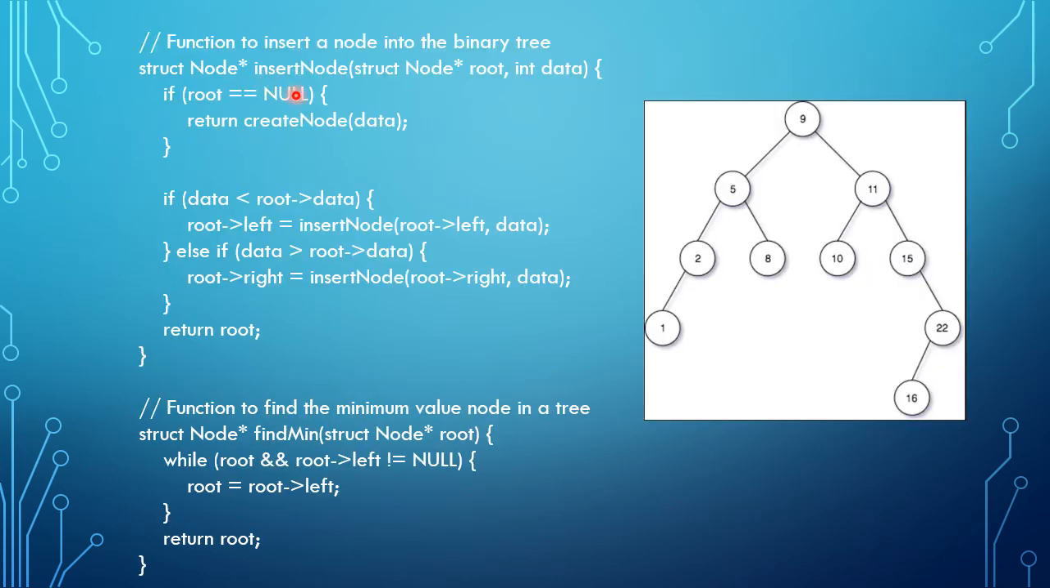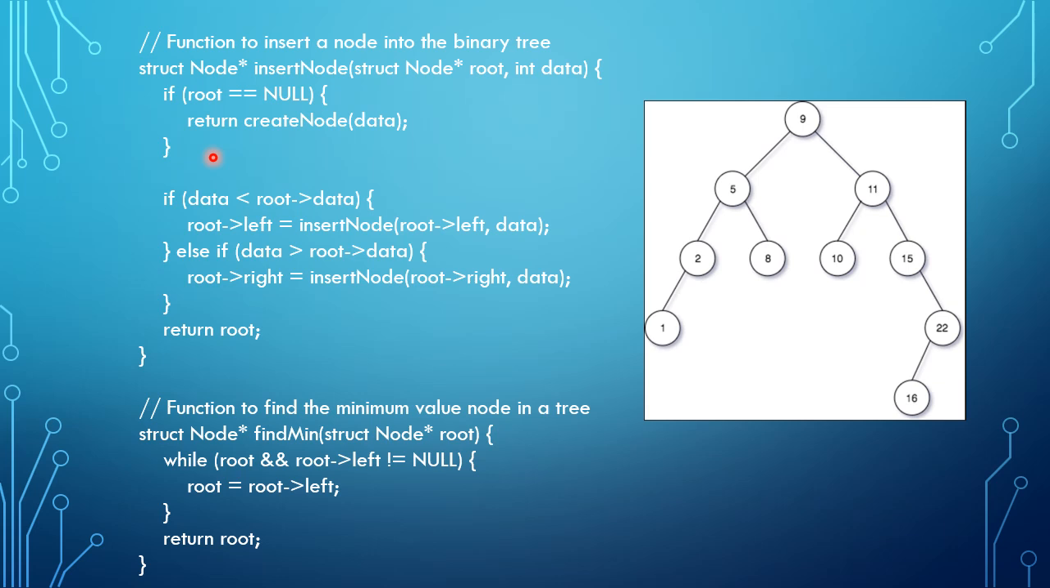So this is the function to insert a node into a binary tree. First, we have to create an insert node function. In this function we are going to send the user defined data, that is root, and the data which number we are going to insert. First it checks if root equal to null, that means there is no node present in the binary search tree.